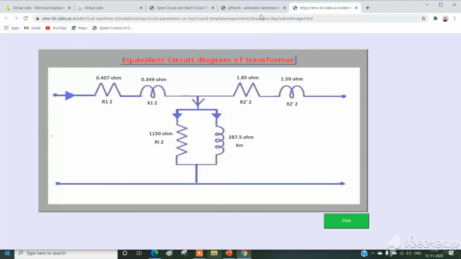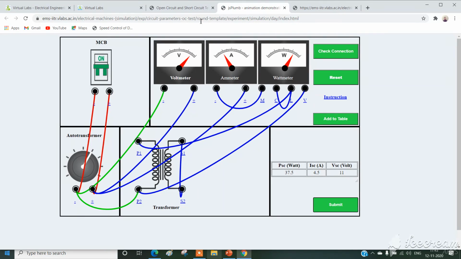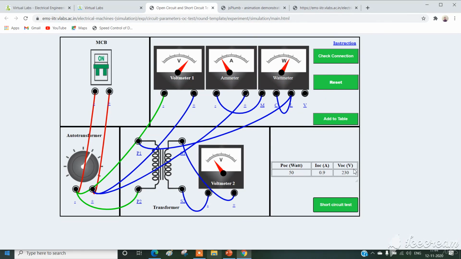Also, from these two readings, this is the short circuit and this is the open circuit, from these two readings we can predetermine the efficiency and regulation of the given two winding transformer. This is all about this experiment.